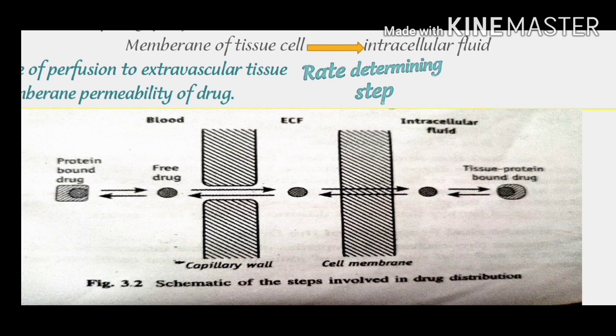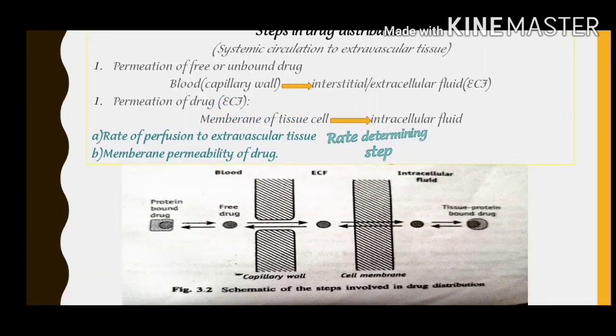After that, the second step is the permeation of drug from the extracellular fluid to the intracellular fluid, for which it has to cross the membrane of the tissue cells. Here the rate determining step is the rate of perfusion to the extravascular tissue, and second is the permeability of the drug. Permeation is the ease with which ions or molecules pass through the pore of the channel across the biological membrane. While perfusion is the passage of blood or other fluids through the blood vessels, organ or tissue.